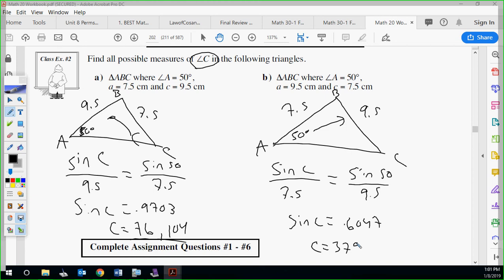A couple things to think about here. You can always check your work if you're not sure. 50 made a 9.5, and 37 made a 7.5. That makes sense, right? 50 is bigger than 37, and 7.5 is smaller than 9.5. So the bigger angle made the bigger side. Okay, all right, we'll stop there.